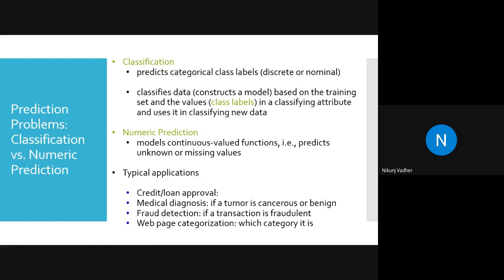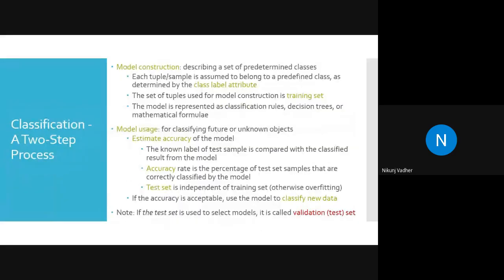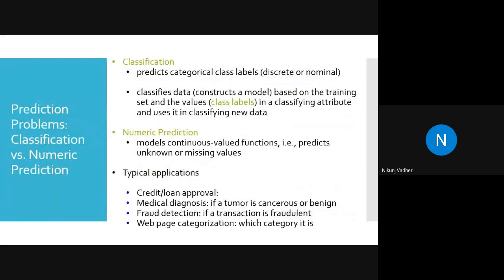Let's see what classification is, or what supervised learning is, and how supervised learning takes place. Anybody from online having any doubt, any query, any question?